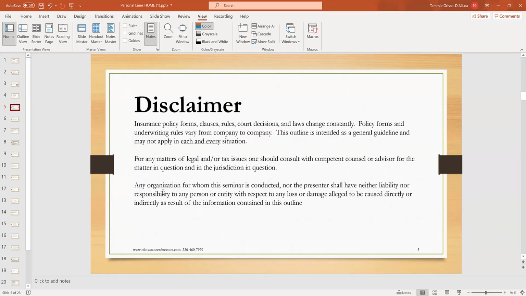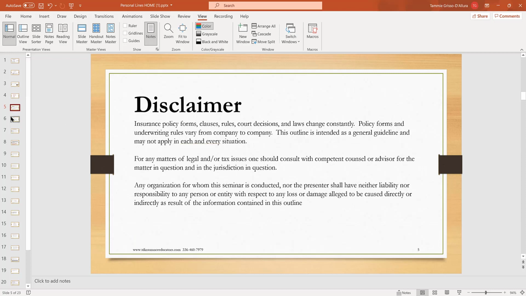Now, of course, I have to do a disclaimer that with insurance policies, things do change with court decisions and also with policy forms. You do need to consult your advisor for any type of legal or tax issues and that type of thing.